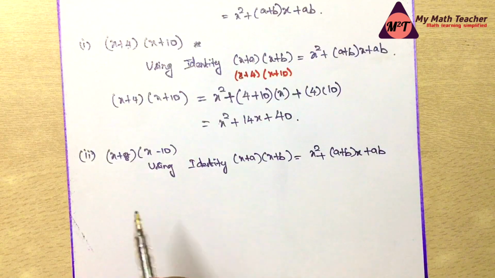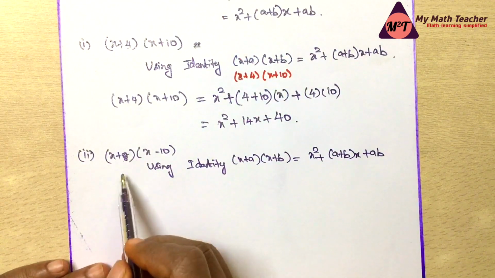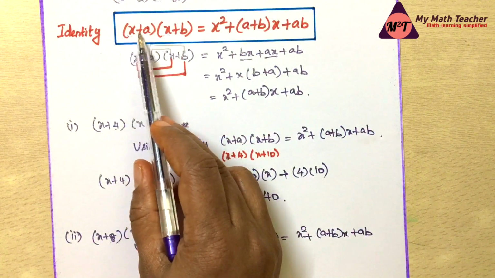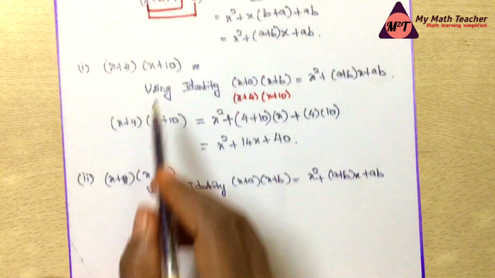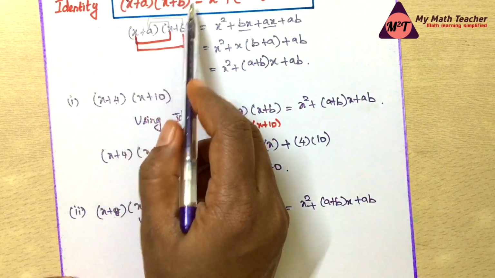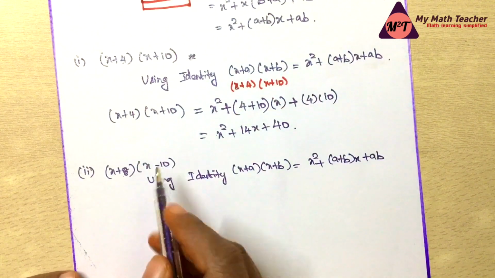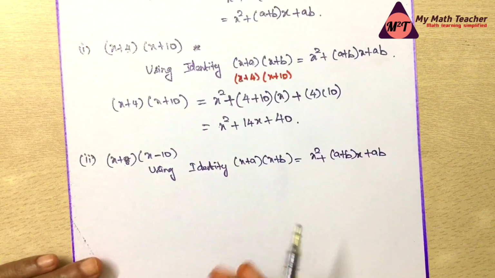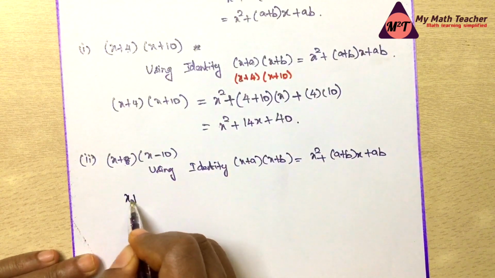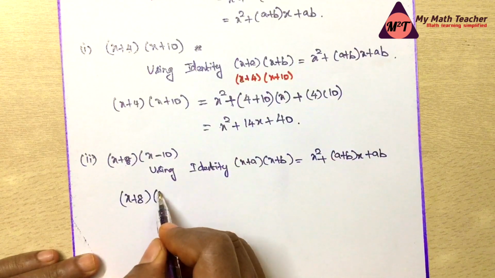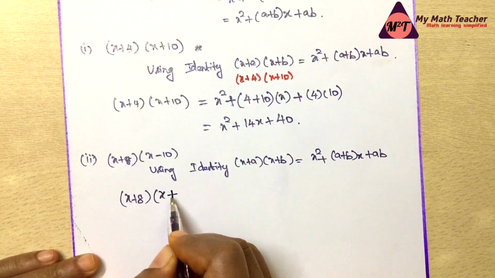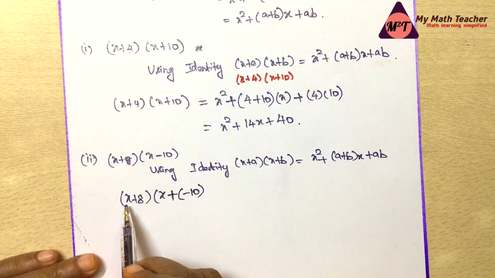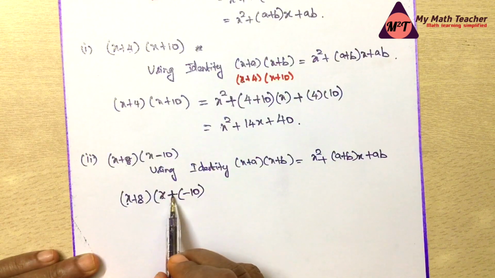Let us solve the second subdivision. x plus 8 into x minus 10. When you compare with the given identity, it is x plus a into x plus b. Nowhere do we have a minus sign in the general form, whereas in the question it is minus here in the second polynomial. So in this case, what shall we do? Let us see. x plus 8. Here I am going to write x plus, this is the general form, the minus 10, like this. So this is x plus a, x plus minus 10.